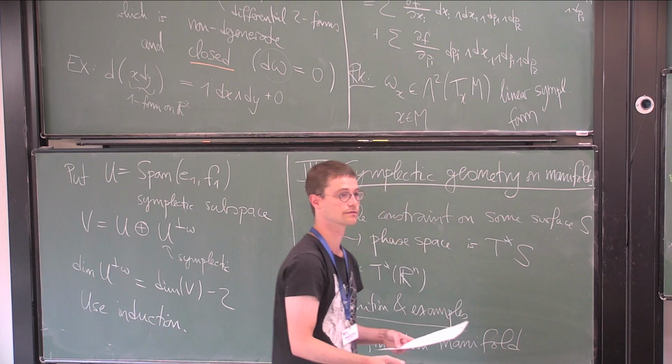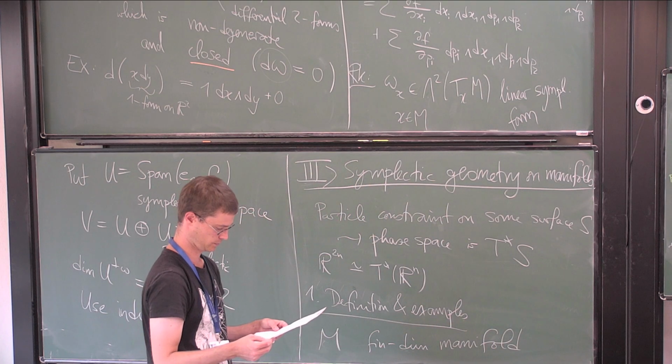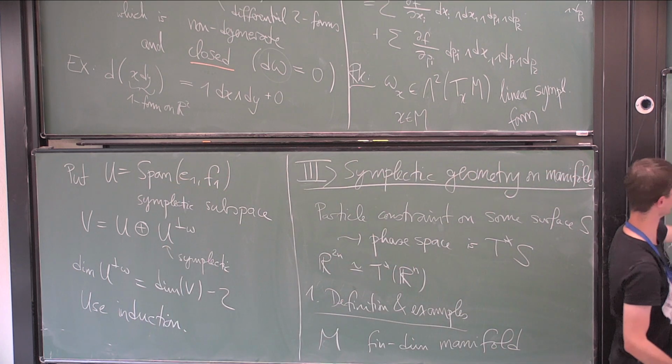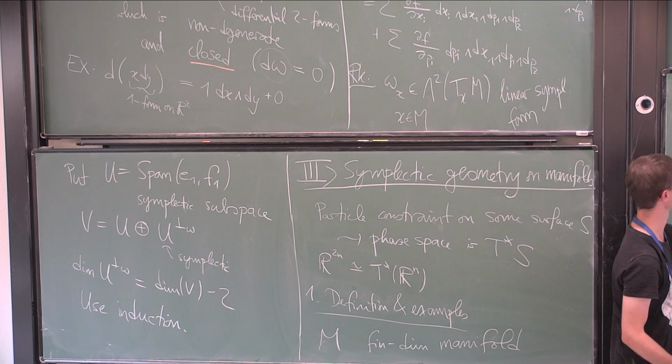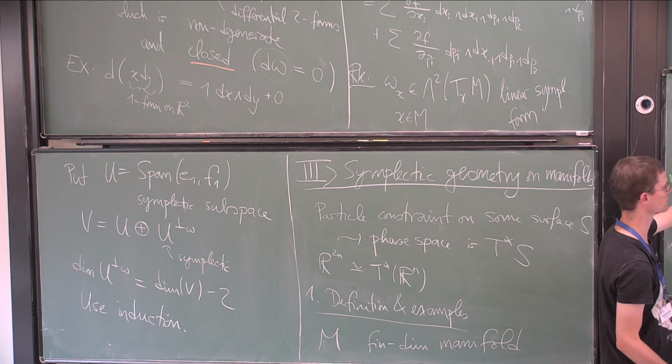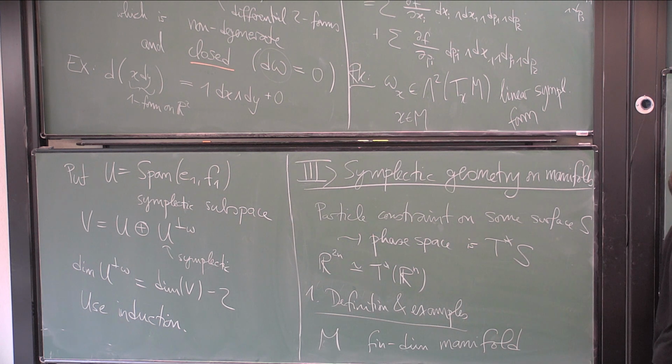Other questions? Okay, I think these are really the three important examples. R^2n is actually a particular case of this, right? It's T star of R^n. Surfaces, it's kind of rare to really encounter, but these are the main examples.